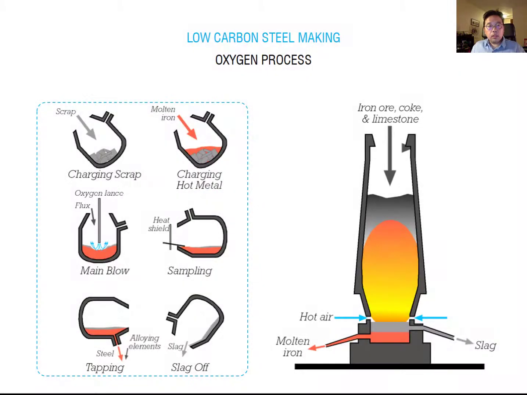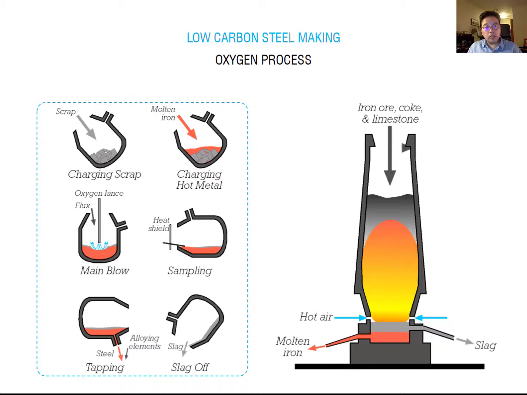So now we discuss the steel making process. So how do we make low carbon steel? We learned about low carbon steel. It reduces the carbon content to make the metal stronger and also flexible. So let's look at some fabrication processes. The first one. There are two options to make low carbon steel.